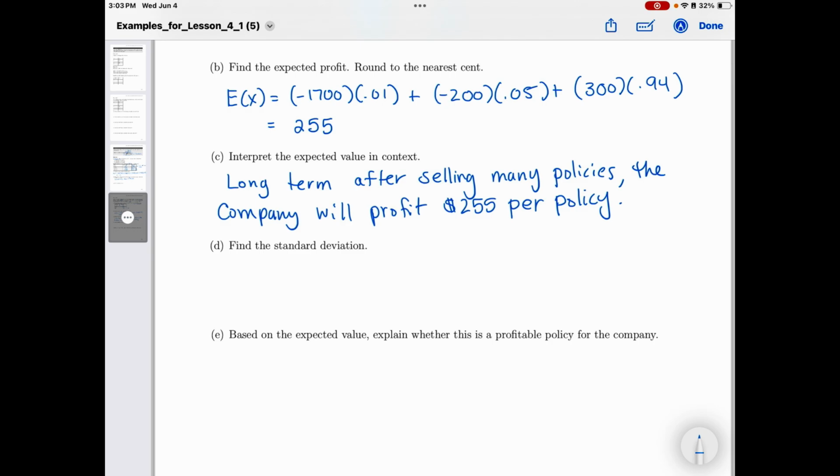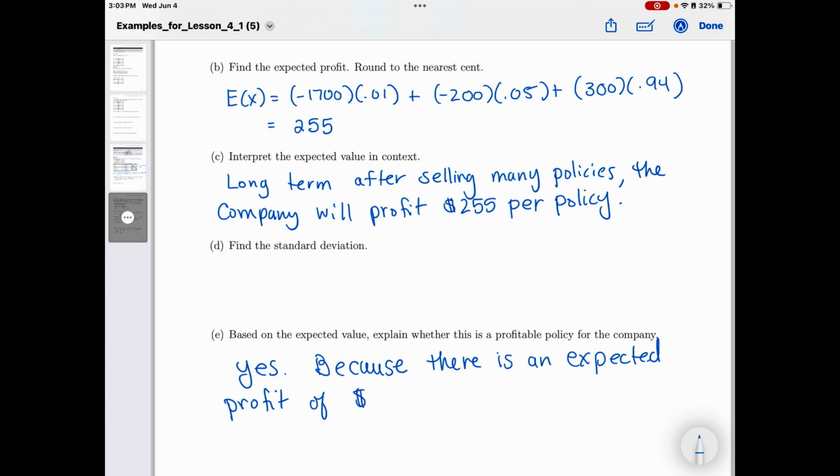For Part E, it says, based on the expected value, explain whether this is a profitable policy for the company. And we would say yes, because there is an expected profit of $255 per policy.